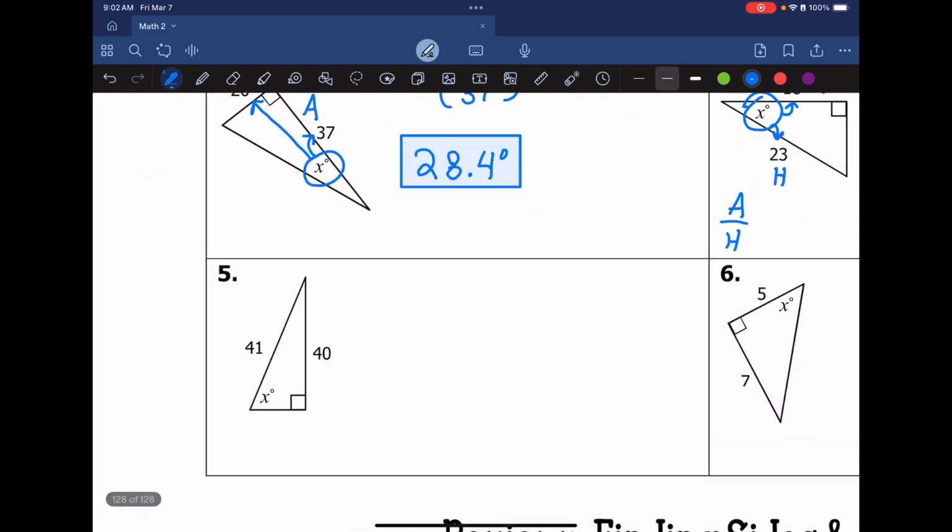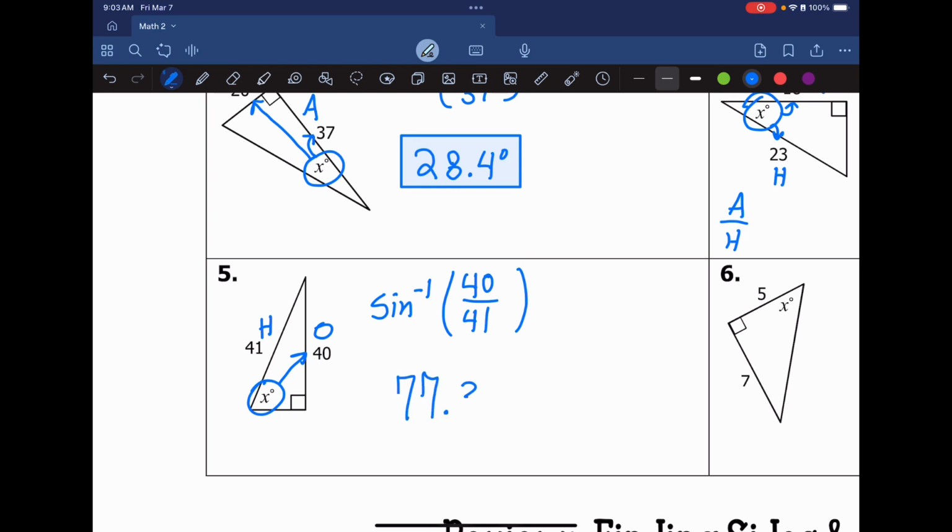So looking at 5 here, again, here's my angle. Well, directly across is going to be my opposite side. And this 41 is going to be my hypotenuse. That's going to be opposite of my right angle. So this is going to be sine. So inverse sine. And that's going to be opposite over hypotenuse, which is going to be 40 over 41. So the inverse sine of 40 over 41 is going to give me about 77.3 degrees. Boom.